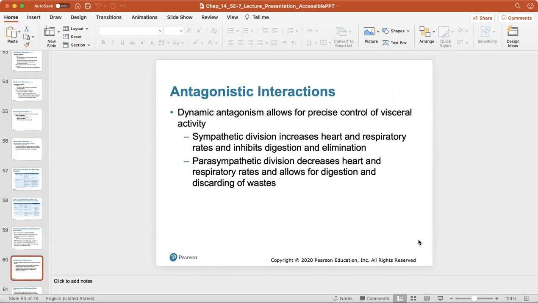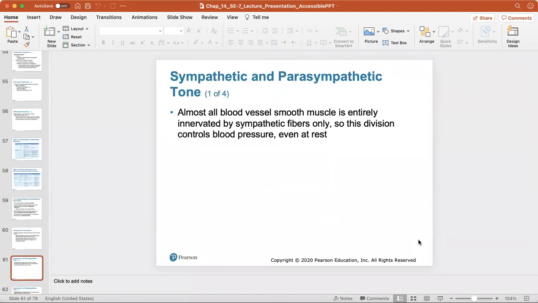So for example, dynamic antagonism allows for precise control of visceral activity, where the sympathetic division will increase heart rate and respiratory rates and inhibit digestion and elimination, whereas the parasympathetic division will decrease heart rate, respiratory rates, and allow for more attention involved in your GI tract, digestion, and discarding of wastes. So again, your sympathetic has all the activities that have to do with fight or flight, and your parasympathetic division has all activities that have to do with the rest and digest division.